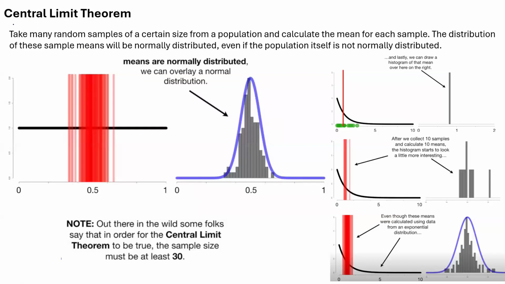So what central limit theorem says is, just try to read this. You will get an understanding out of this. Take many random samples of a certain size from a population. You have some population. Population means the whole data set. Take some samples out of it. You also know what a sample is, right? What is sample and what is population?